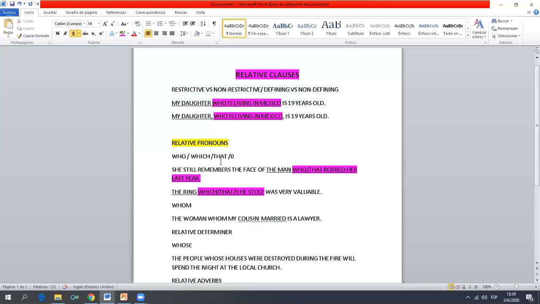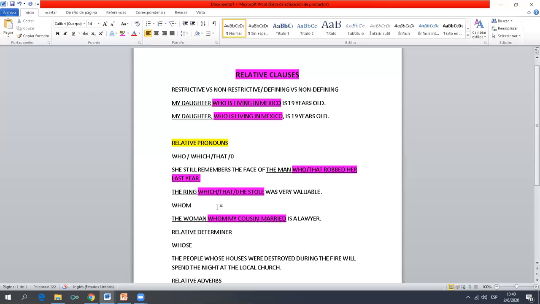All right, let's move on. There is another relative pronoun which is more formal, and that's why it is not so frequently used. Look at this example. The woman whom my cousin married is a lawyer. Where is the relative clause? Here, whom my cousin married, and it is within this noun phrase, which is a subject, okay? Is this sentence grammatically correct? Of course. When can we use whom? Whom is the objective form of who.